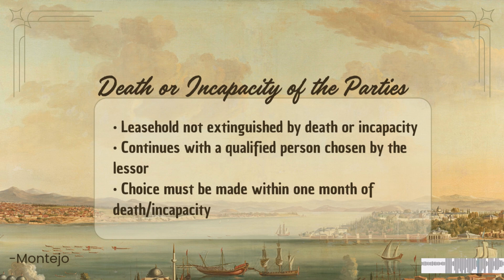Death or incapacity of the parties. Lastly, the leasehold relation does not end automatically when either party dies or becomes incapacitated. If the lessee dies, the landowner may choose another qualified person who can continue cultivating the land. This decision must be made within 1 month after the death or incapacity occurs.